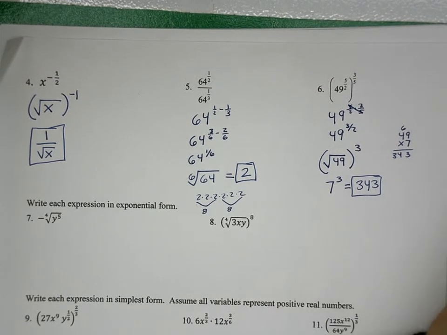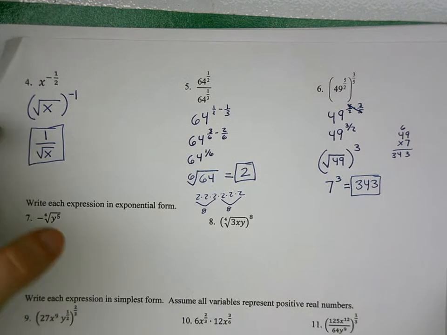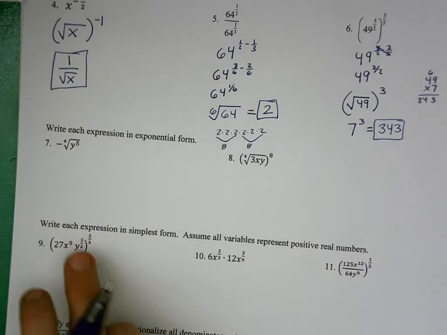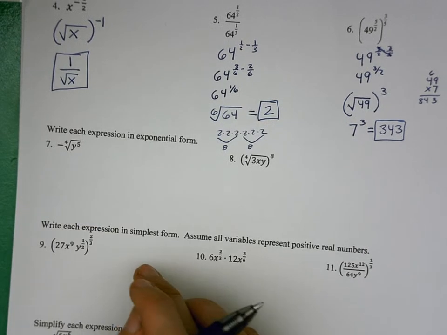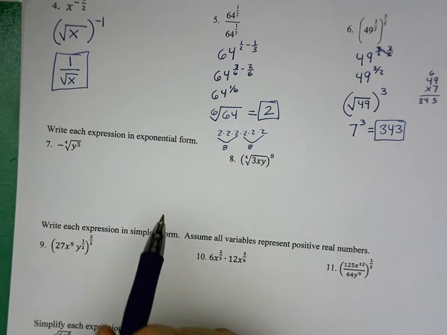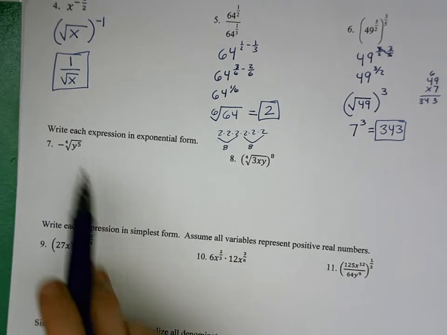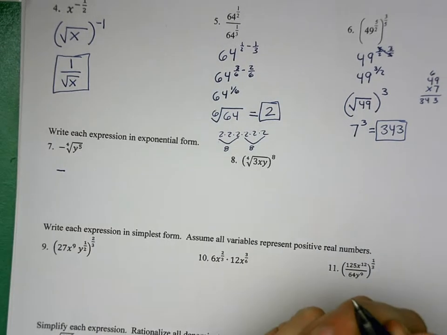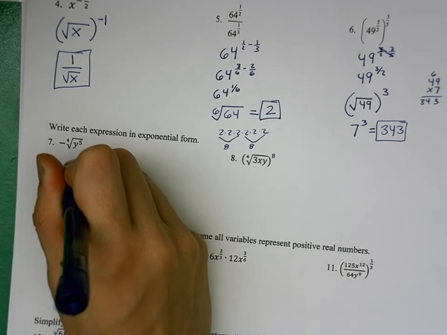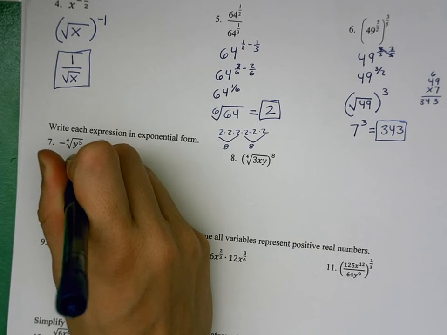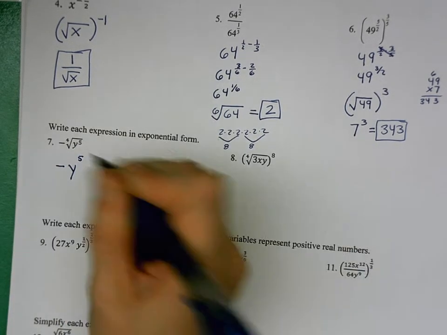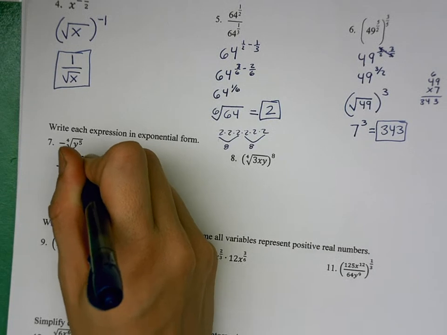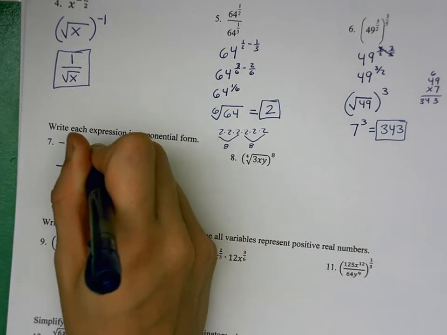Okay, next up, number 7 and 8, we're going to go the opposite direction. We're going to rewrite each expression in its exponential form rather than its radical. Okay, so taking a look at 7, we have our coefficient, which is negative. And then we have our y with its exponent of 5. And the fourth root, which that index shows me that this was a fraction. And so this would be negative y to the 5/4.